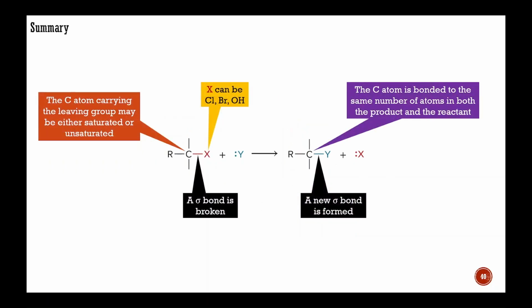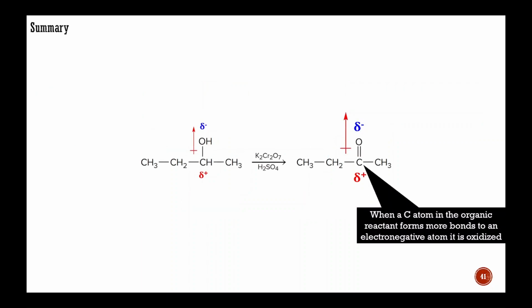Then, we discussed substitution reactions, in which one atom bonded to carbon is replaced by another, while the total number of atoms bonded to the carbon remains unchanged. Finally, we examined organic redox reactions, where the organic reactant is oxidized if at least one of its carbon atoms forms more bonds to oxygen or another electronegative element. Conversely, in a reduction reaction, a carbon atom in an organic molecule forms more bonds to hydrogen.